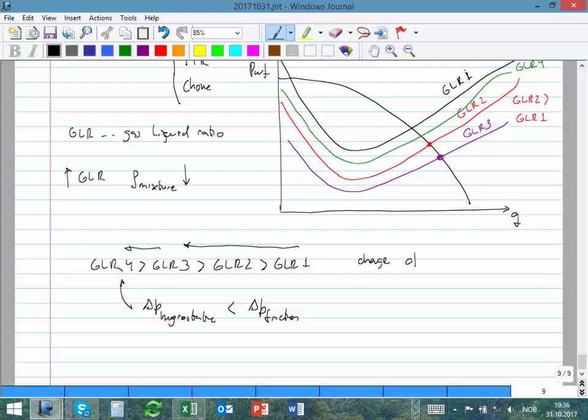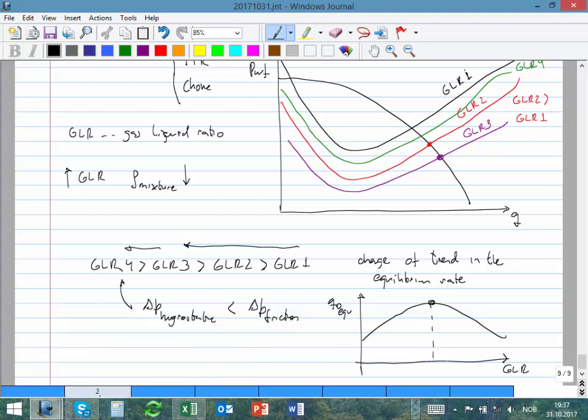Change of trend in the equilibrium. So if you plot the equilibrium rate QO at equilibrium versus the gas liquid ratio, you will see it does something like that and then goes down. You have a maximum, and that's the optimum gas liquid ratio where you want to operate.